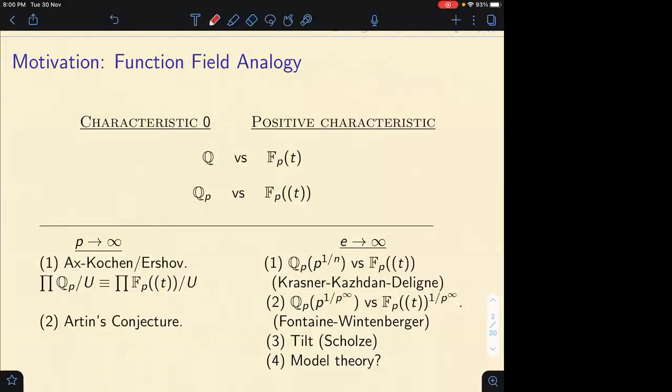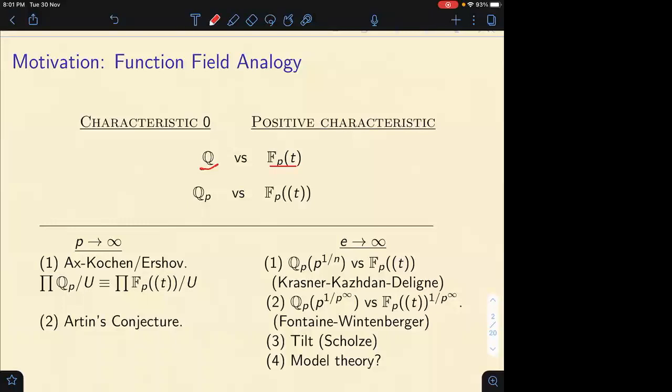So I would like to motivate my talk by recalling this very powerful idea in mathematics, which is called the function field analogy. This is the idea that the rational numbers and in general number fields are in many respects similar to function fields of curves over finite fields. So let me take here the projective line just for simplicity.